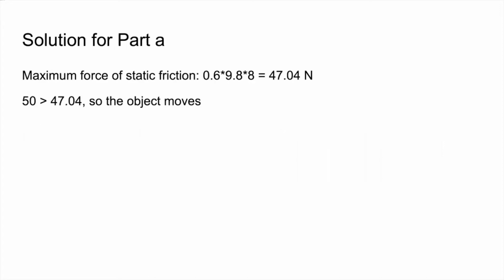For part A, we need to use static friction since the object is initially at rest. The maximum force of static friction is the coefficient of static friction, which is 0.6, times the normal force, which is 9.8 times 8. And this is equal to 47.04 newtons. And since the exerted force is 50 newtons, and that's greater than 47.04, the object moves.